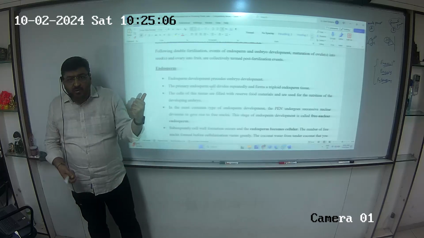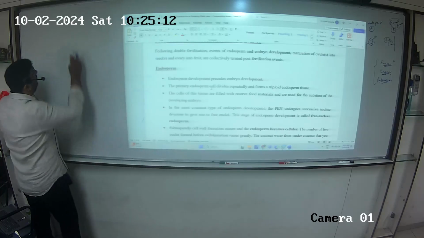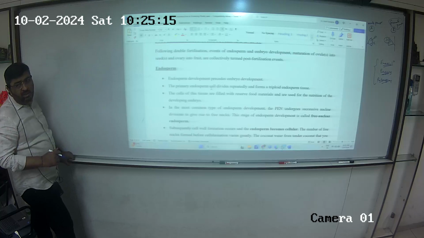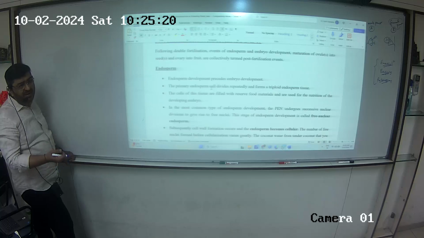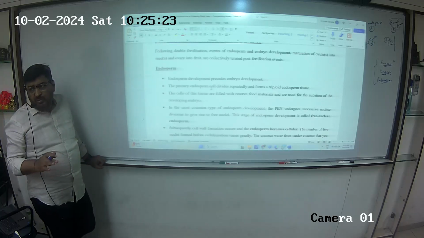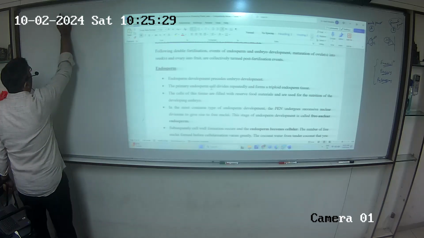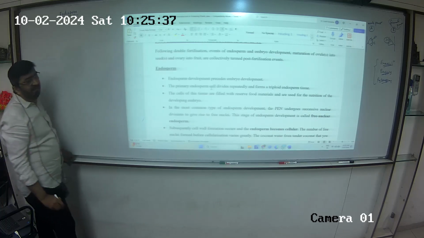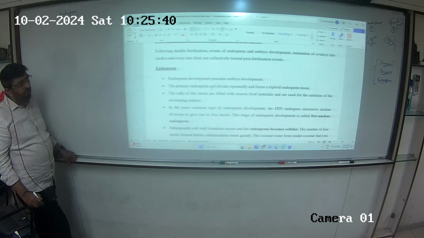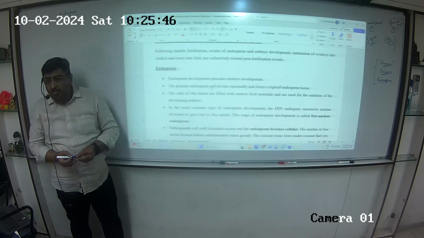Today we will talk about embryo and endosperm development. Now we have 2 structures in the seed. Fertilization has happened, so the ovule will become seed. So within the seed, we have 2 important structures. One is the embryo, one is the endosperm. So first let us talk about endosperm. Now the development of endosperm precedes the development of embryo.